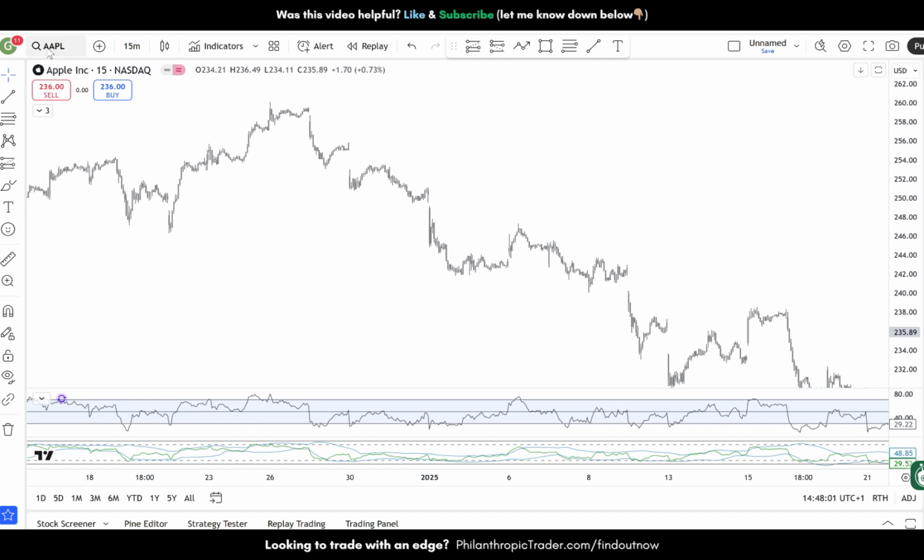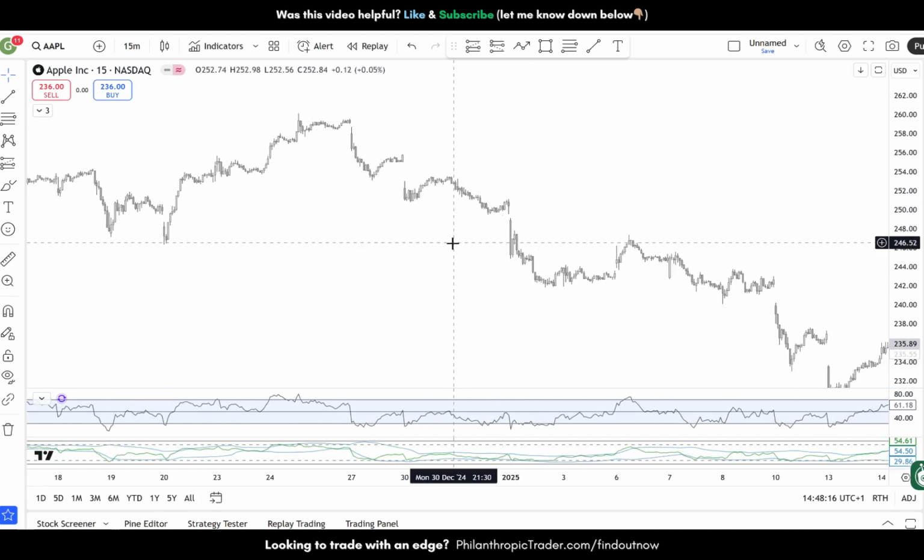So now I'm looking at the Apple stock. And I will demonstrate it using TradingView, this chart. Let me start with scalping. So scalping is the first trading style that I will discuss.